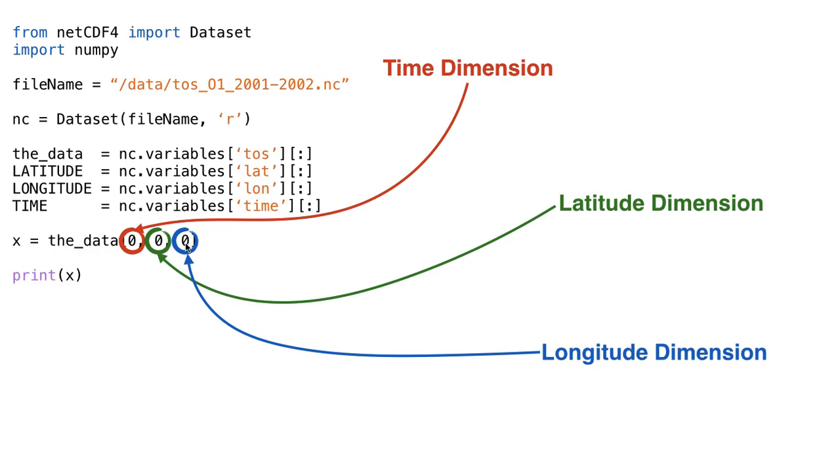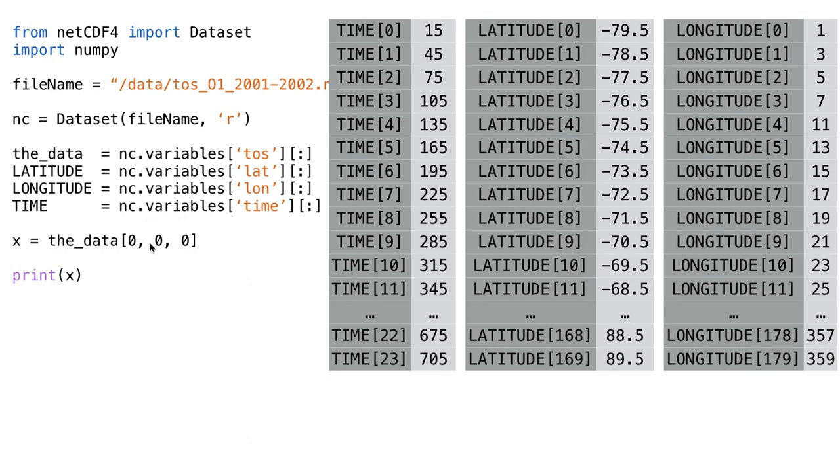What's going on here? The reason is that the values you put inside the brackets are not the actual values. The 0 that you put in here is not time equals 0, it's time number 0 out of our time array, which was defined up here. The 0 here corresponds to item number 0 in our latitude array that we have defined up here, and this 0 right here corresponds to item number 0 in our longitude array.